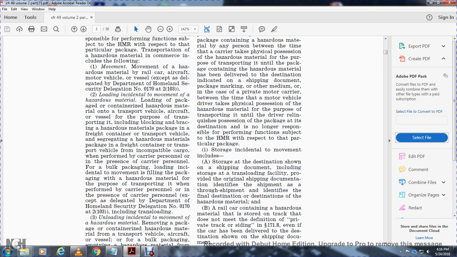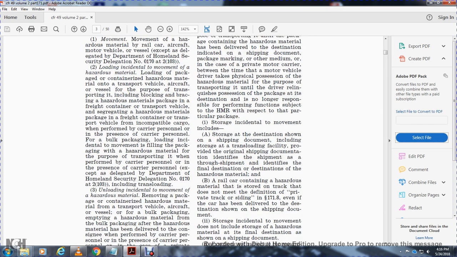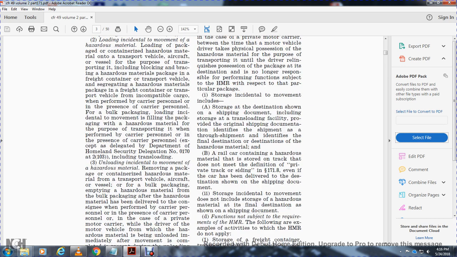Storage incidental to movement includes storage at the destination shown on the shipping document, including the transportation loading facility, provided the original shipment document identifies the shipment as a through shipment, identified with the final destination and designation of the hazardous material. A rail car containing hazardous material stored on a track does not meet the definition of a private car, private track, or siding in 171.8, even if the car has been delivered to the destination shown on the shipping document.